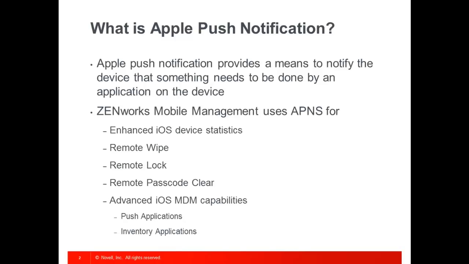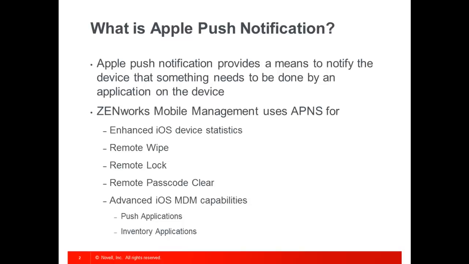However, mobile device management actually plugs into the APN so that if new policies need to be applied or new settings need to be distributed to the device, then it can notify the APN server. The APN server then notifies the device, and that then signals the application to check in with your mobile management server and apply the changes.